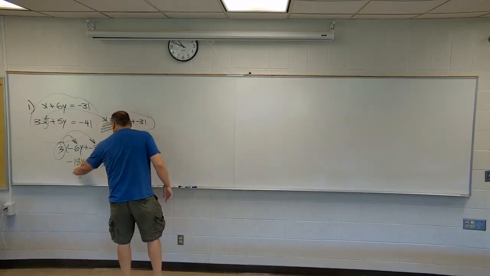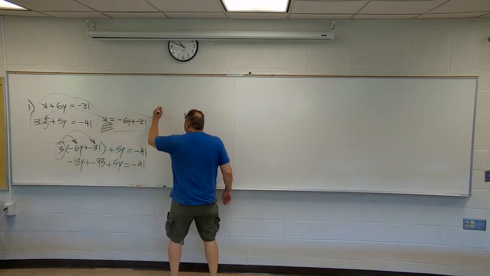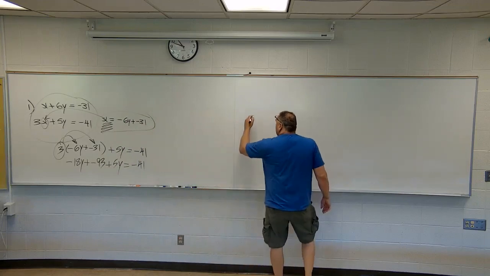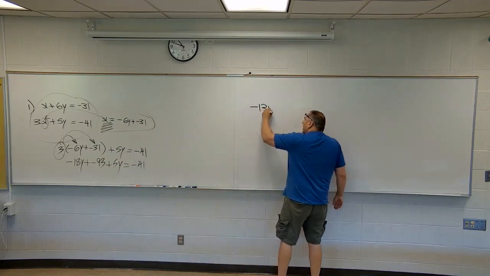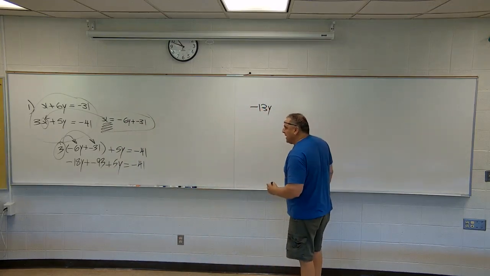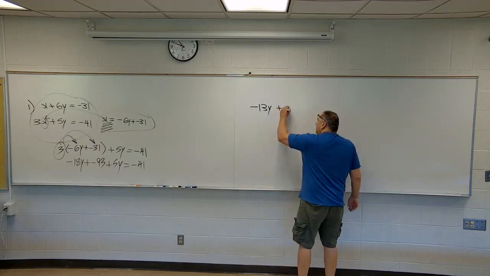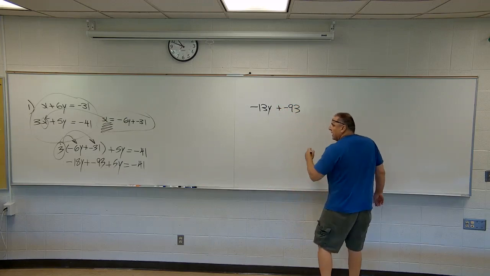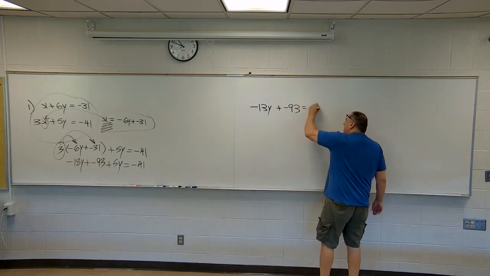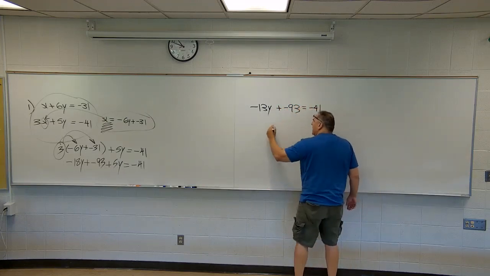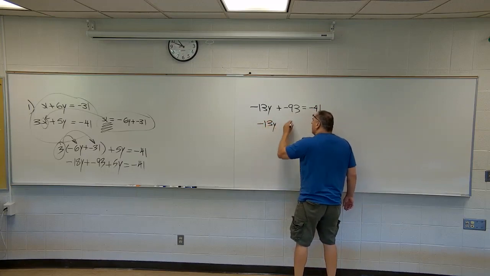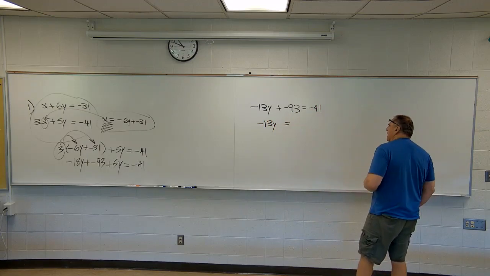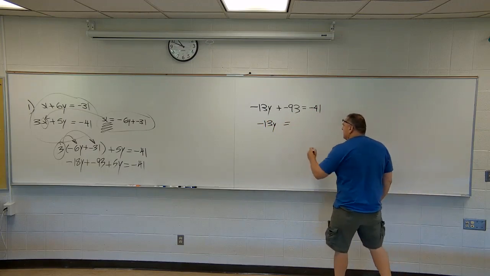Negative 18y and positive 5y is negative 13y, plus negative 93 equals negative 41. Okay, let's see where this is going to go. Add a positive 93 on each side, and you are getting an answer on the order of 52.